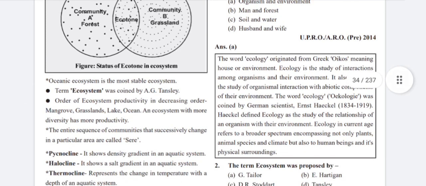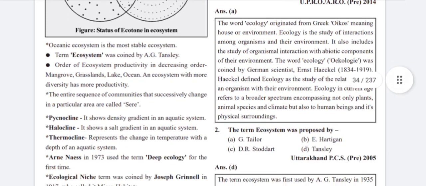Status of ecotone in ecosystem. Oceanic ecosystem is the most stable ecosystem. The term ecosystem was coined by A.G. Tansley. Order of ecosystem productivity in decreasing order: mangrove, grasslands, lake, ocean. An ecosystem with more diversity has more productivity. The entire sequence of communities that successively change in a particular area is called a sere.